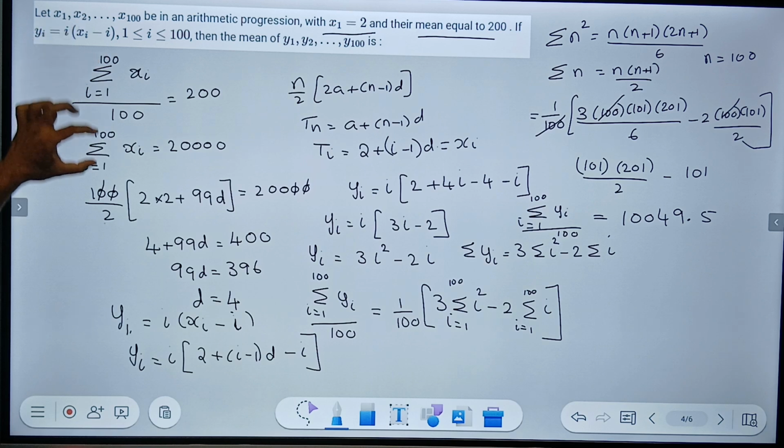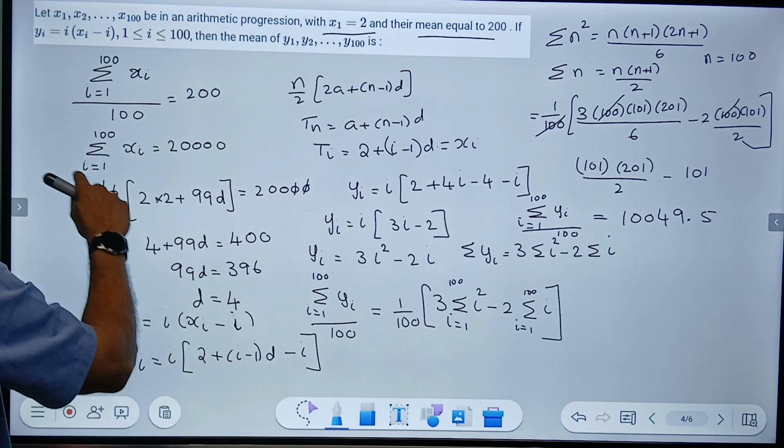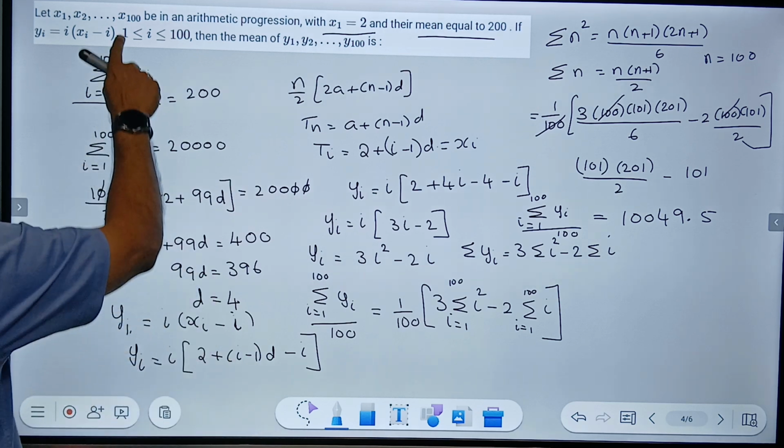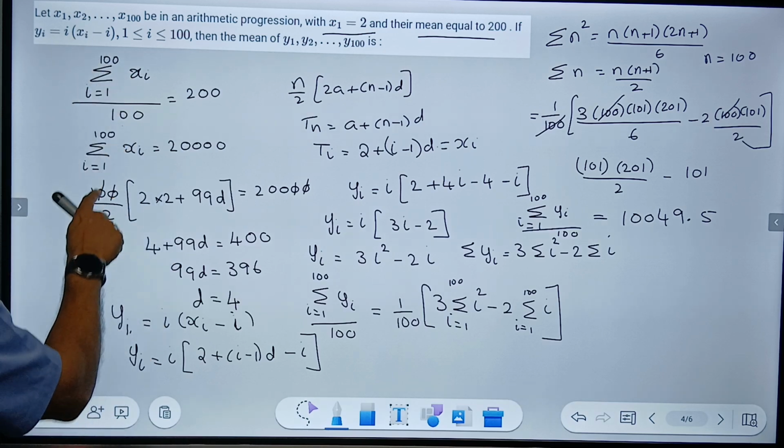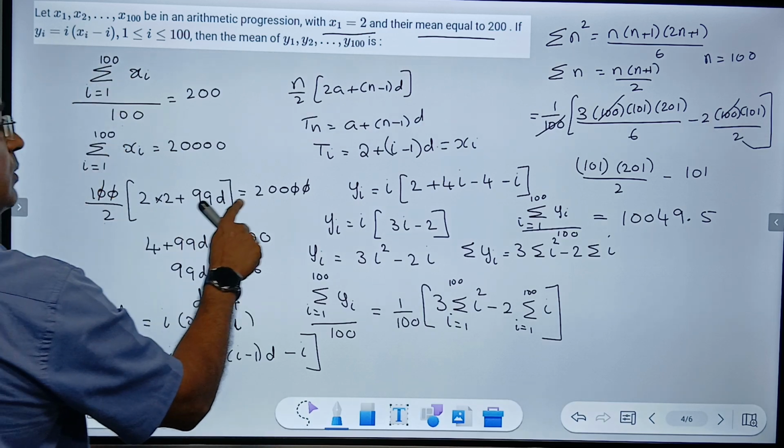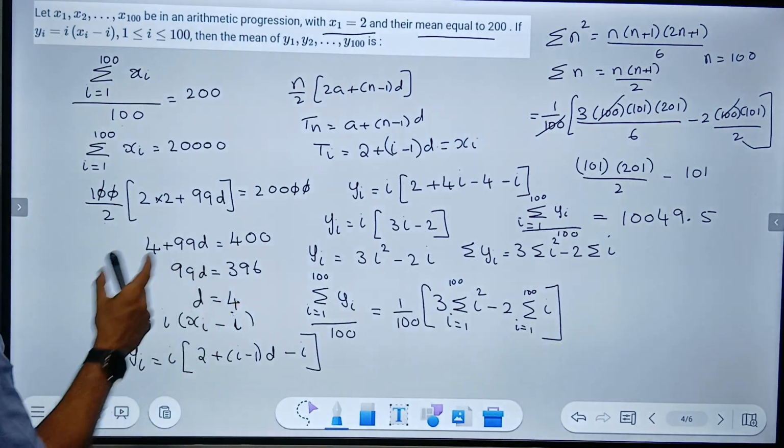Then from the cross multiply, I got this. I stopped there. Then what else is given to me? Sigma xi. Sigma xi is the sum of an AP. How many terms are there? 100 terms are there. So 100 by 2 into 2a plus n minus 1 into d. From that I got d.